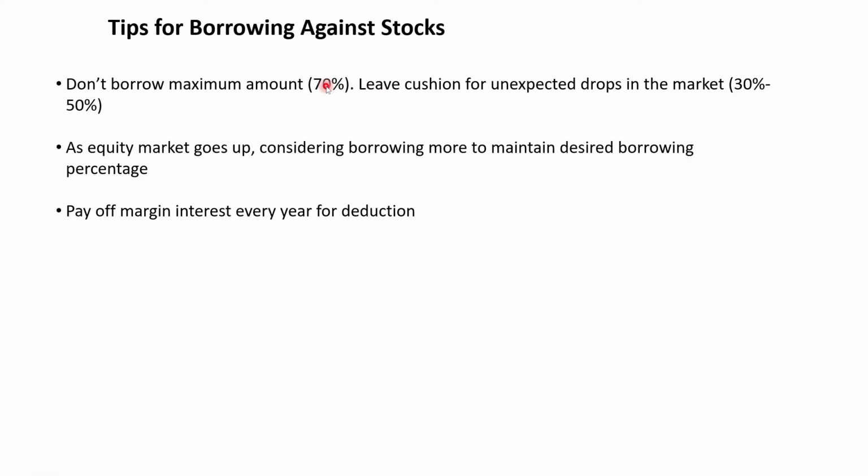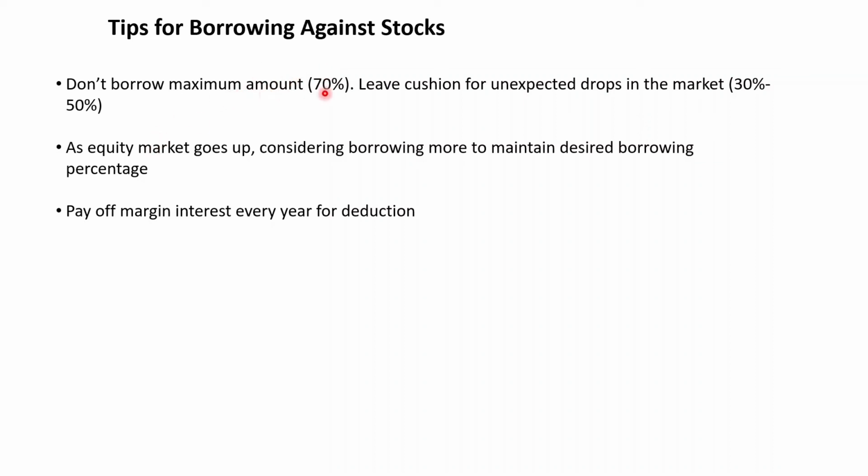You don't want the stock market to have a short-term drop and then essentially the lender to sell your stock portfolio when it's low, because essentially they're selling it low, right? So what you want to do is leave a cushion, right? So you don't want to borrow the maximum 70%. Again, 30% to 50% is a decent range, and you probably don't even need to borrow that much. And we'll talk about that in the next slide. But you do want to leave a cushion. Don't borrow the maximum amount.